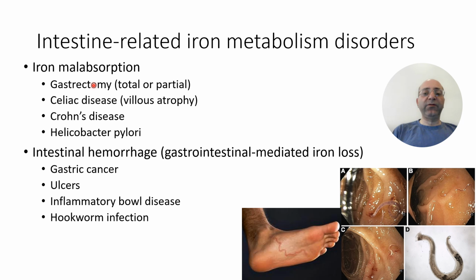But iron can also be lost, as we said, through loss of cells, which is intestinal hemorrhage, loss of blood in other words. Through gastric cancer, iron would be released into the plasma from the stomach. Ulcers and inflammatory bowel diseases can also result in hemorrhage, and hookworm infection can also result in hemorrhage as well, and that results in iron loss. Okay, so these are nice images of the hookworm, which can exist in different places, including the intestines.